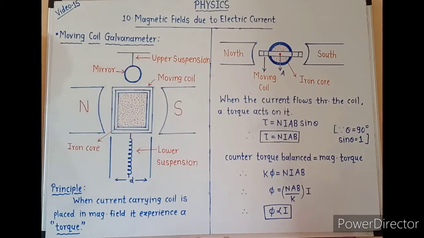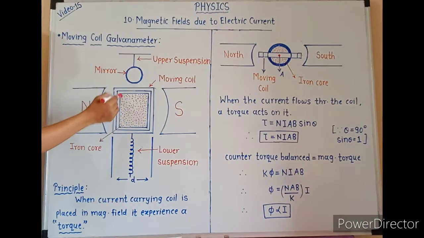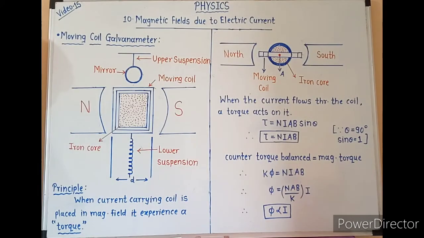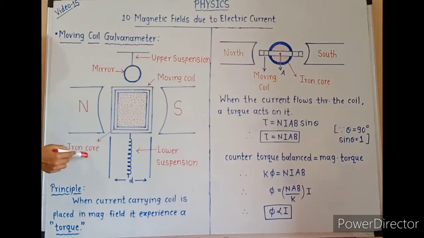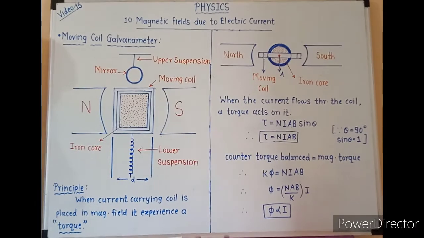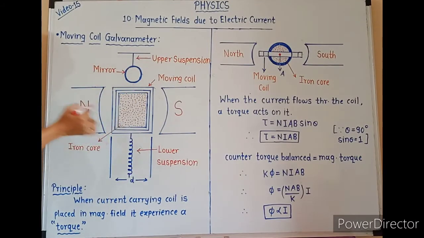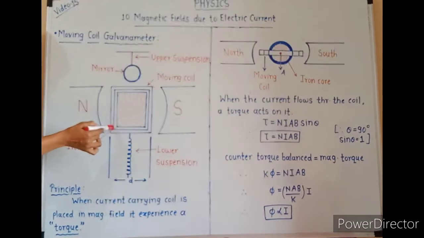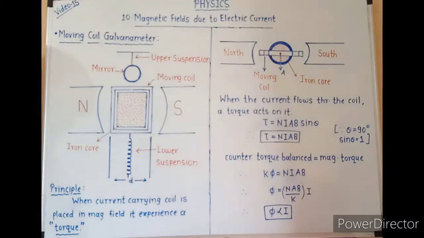This MCG also consists of a soft iron cylindrical core, and this iron core is wrapped by an insulated rectangular copper coil.